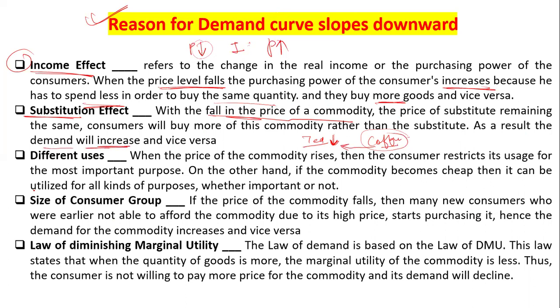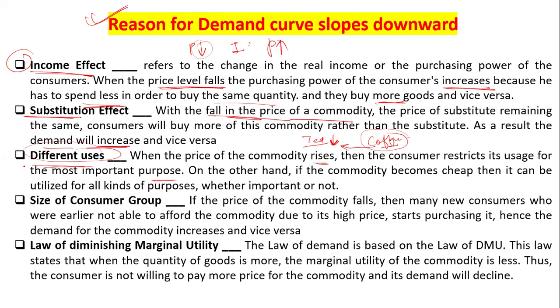Okay, now the different uses. When the price of the commodity rises, the consumer is restricted to use it for the most important purpose. On the other hand, if the commodity becomes cheap, it can be utilized for all kinds of purposes, whether important or not. Now next, that is the size of the consumer group.